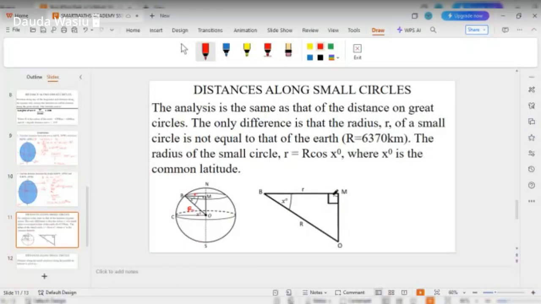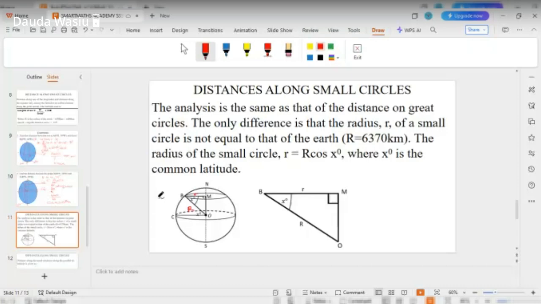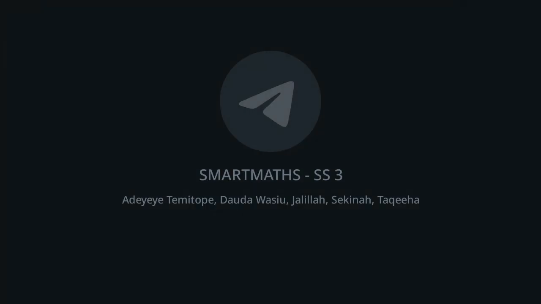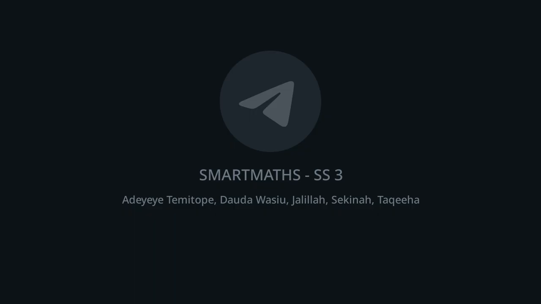So we have BMO. BM is the small r, which is the radius of the small circle that we are looking for, and the latitude is x degrees, which is this. Then the greater one, that is the radius of the Earth, is 6,370 kilometers. So we have BO to be, I mean, capital R. So that explains the small r.